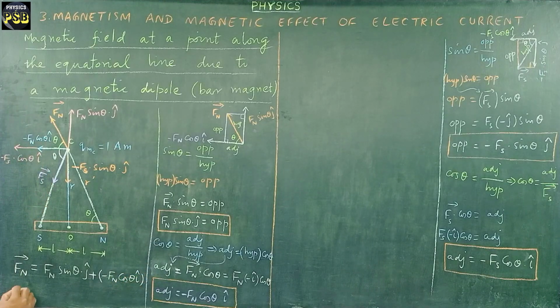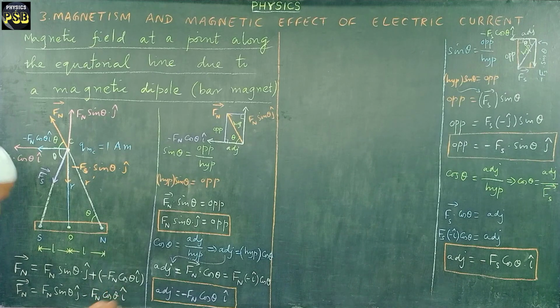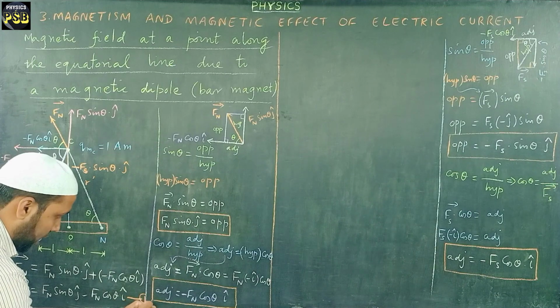Fine. So what do I get? I get this: Fn vector is equal to Fn sin theta j cap minus Fn cos theta i cap. This is taken as equation number 1.